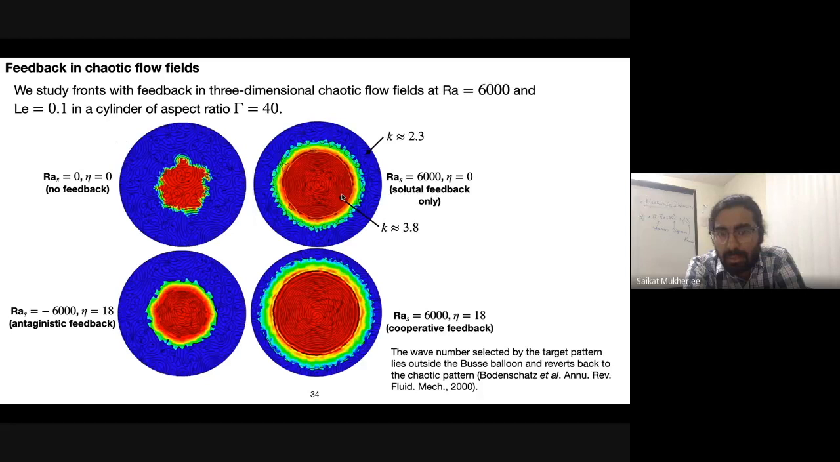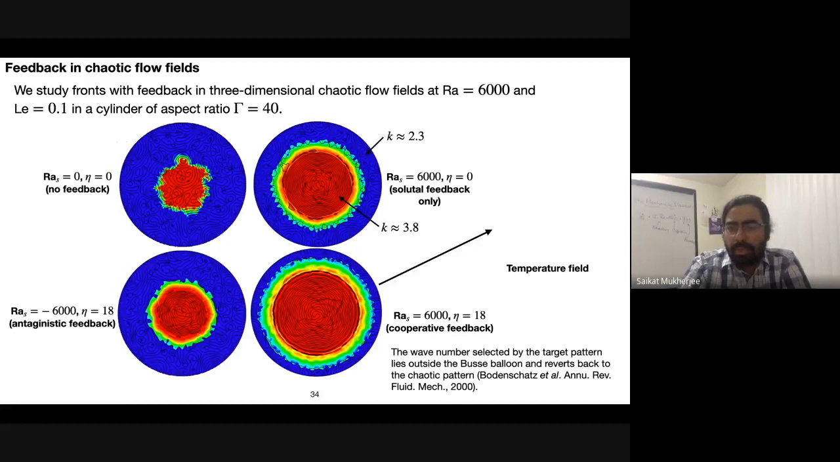Now the Busse balloon is a stability diagram for Rayleigh-Benard convection, which is the wave number versus the control parameter. Because this is outside the Busse balloon, it reverts back to this chaotic front here. So you can say that it's a front of chaos that's propagating outward in this location.